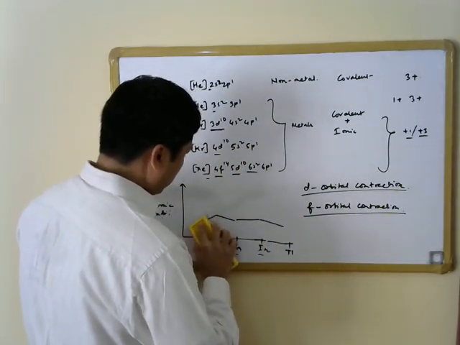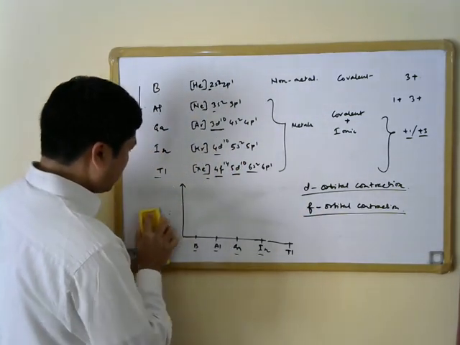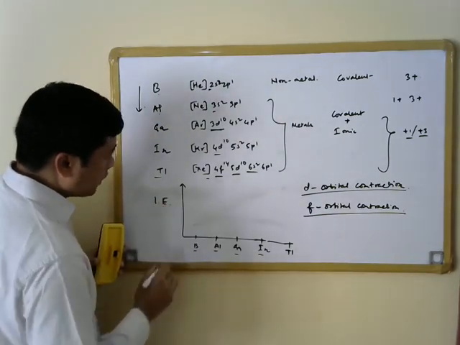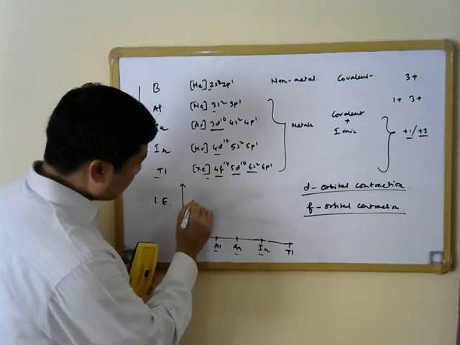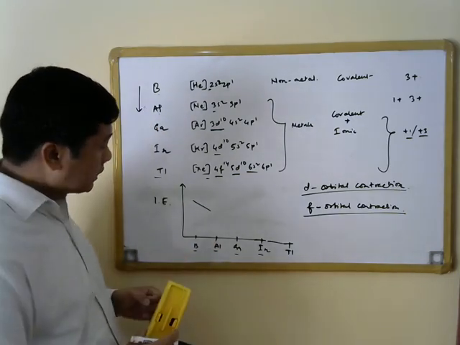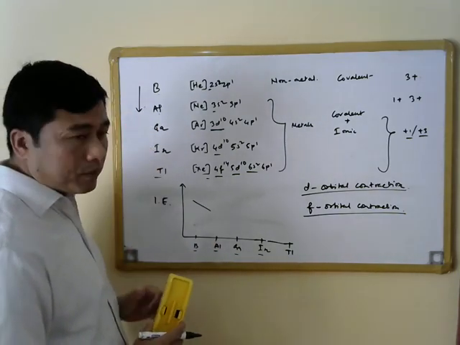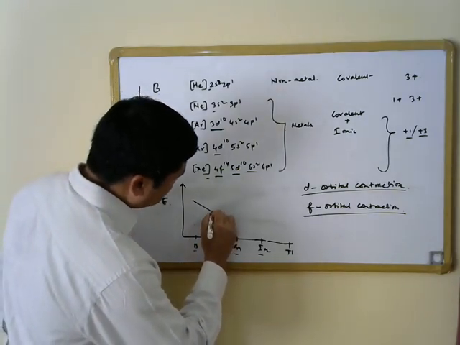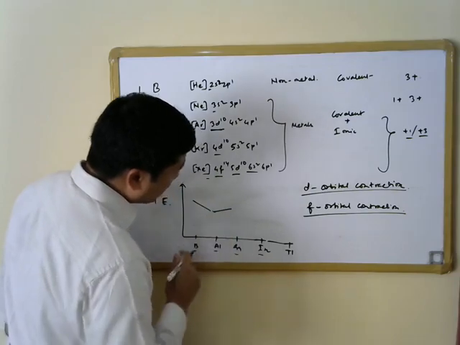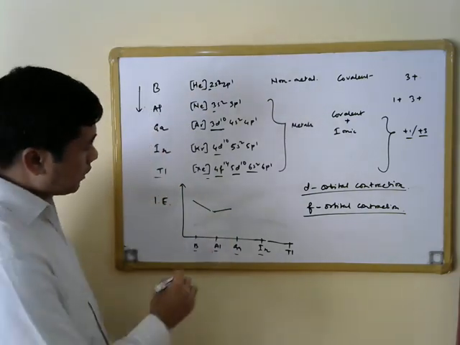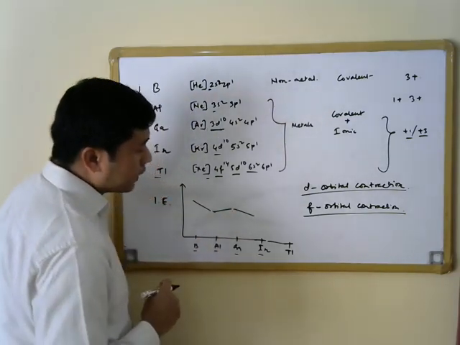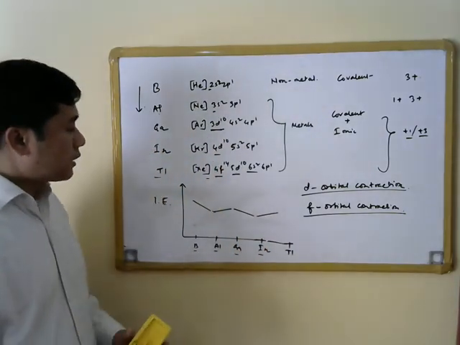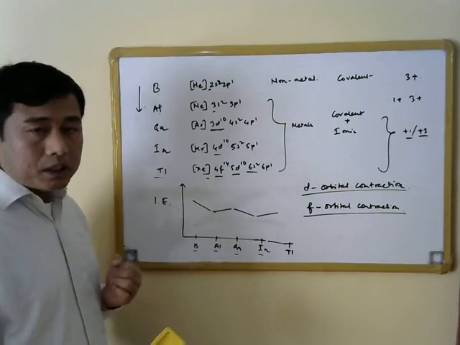So let us plot ionization energy. As we go down from boron to aluminum, ionization energy does decrease, but when we move from aluminum to gallium, ionization energy does not decrease as much as you would expect, but it increases slightly. And then from gallium to indium, it decreases, and then from indium to thallium, again, it increases slightly. So that is the trend in ionization energy.